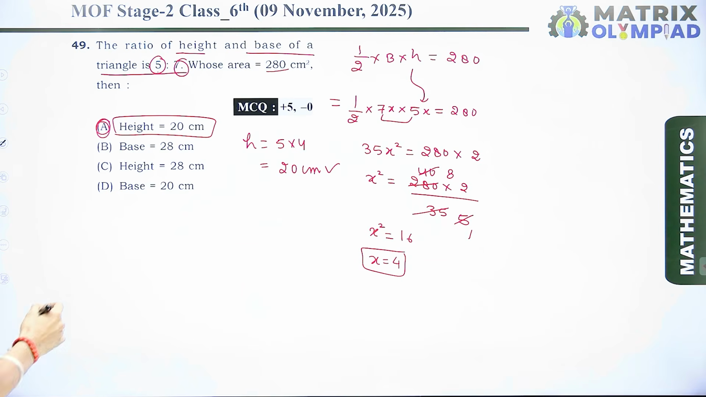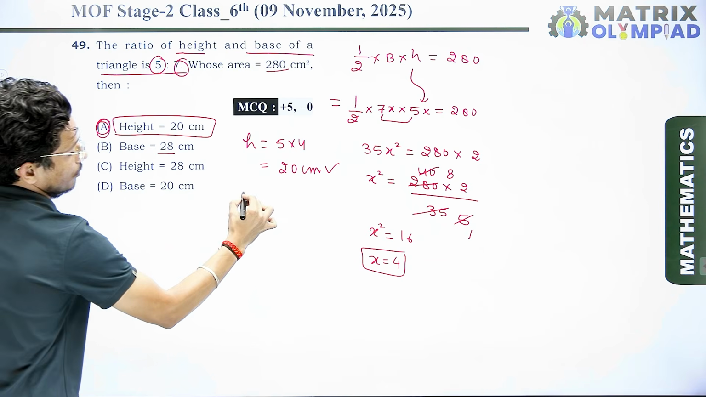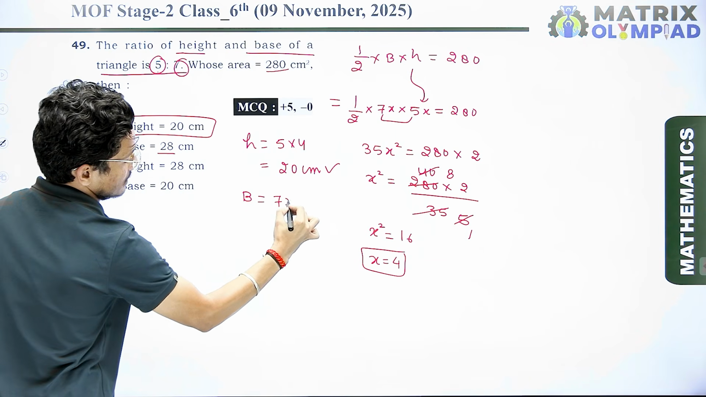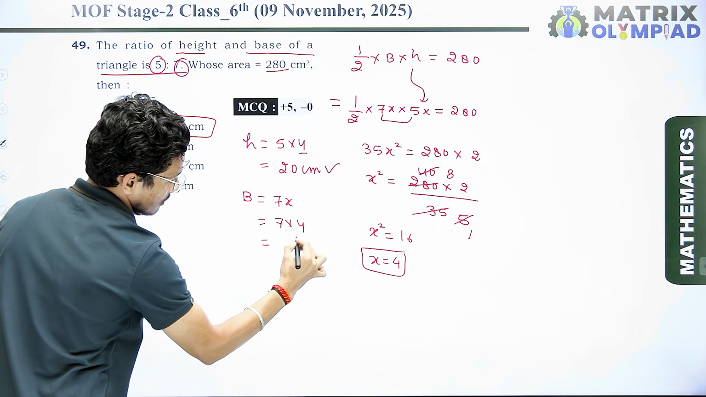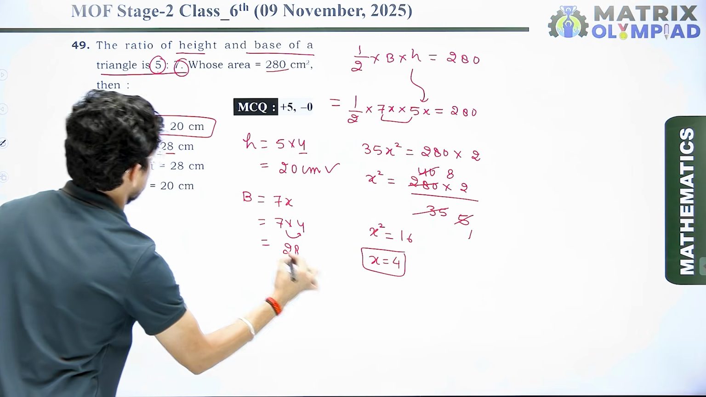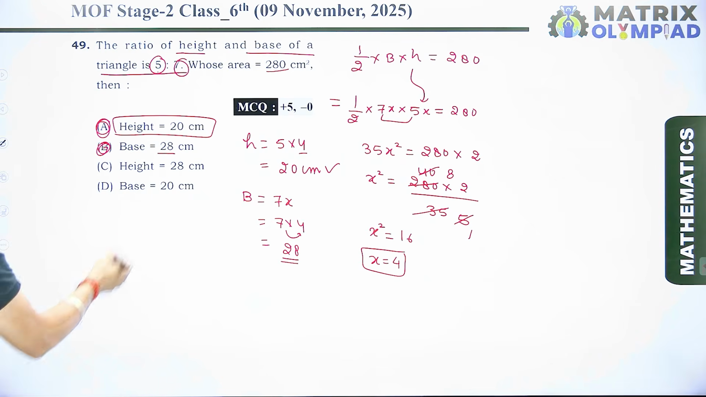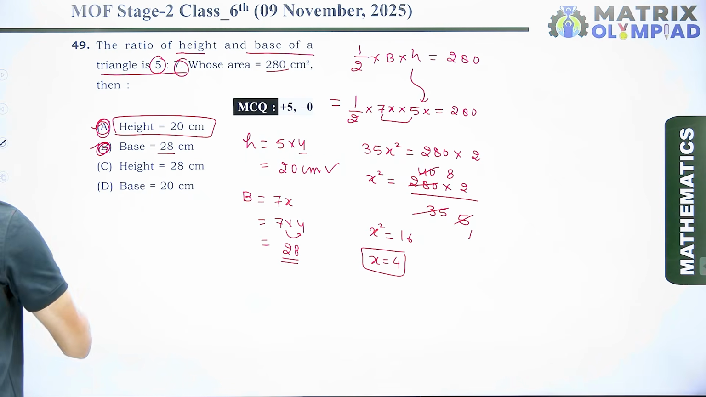Second, base is 28 centimeter. So we know base, we assume that is 7x, and the value of x here we have is 4. So 7 multiplied by 4, that is 7 4s are 28 centimeter. This one is also true. Now height, and this one is false. So here A and B are the correct answer.